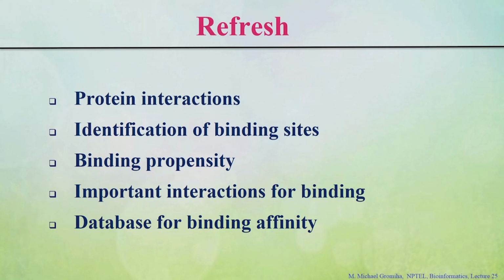In the last few classes, we discussed proteins, protein folding rates, protein stability and protein interactions, and specifically in the last class we discussed protein interactions. What are the different types of complexes? Protein complexes, protein nucleic acid complexes, protein carbohydrate complexes and protein ligand complexes. All these complexes are important for several functions, and we can identify the binding sites or the interface residues for any complex.